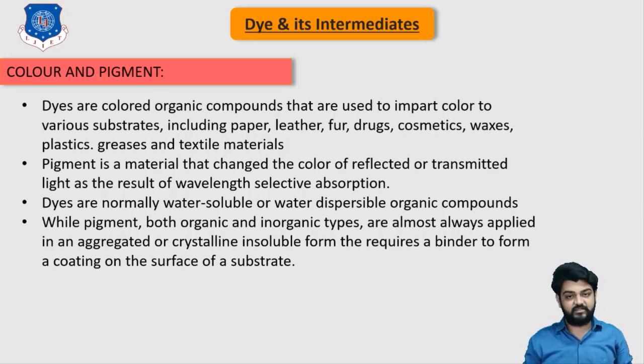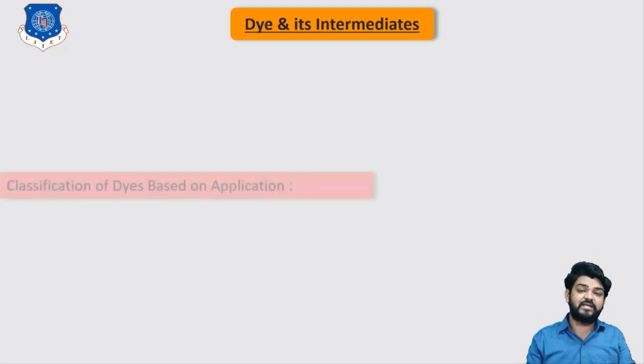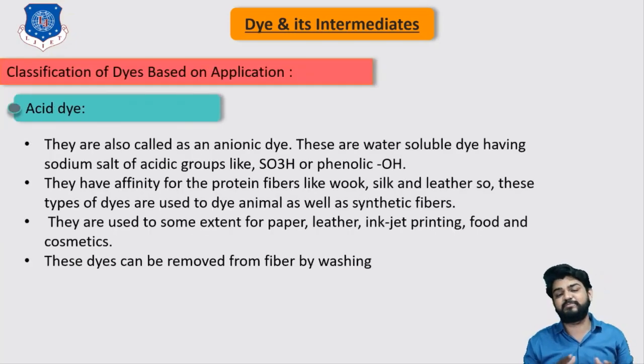So based on the application of the pigment, we select the solvent or thinner and impart color on different substances. Now let's understand the classification of dyes based on their application. This question is again very important from the exam point of view.